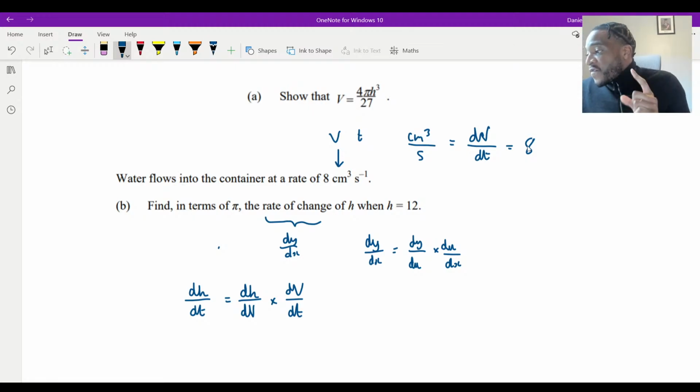Yeah. Now, differential equations did come up, but not a connected rate of change problem such as this. But they're all similar. They're all under the same umbrella. But this specific type of question didn't come up.